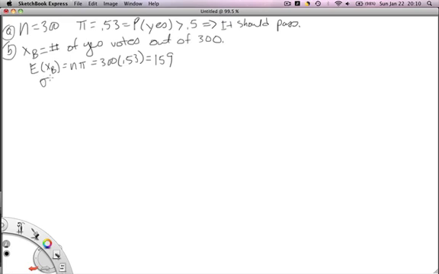Now the standard deviation of XB, recall, is n times pi times 1 minus pi, all square rooted. So I'm just going to write that in. So n times 0.53. Then 1 minus 0.53 is going to be 0.47. And if you do the math, this works out to be about 8.645.